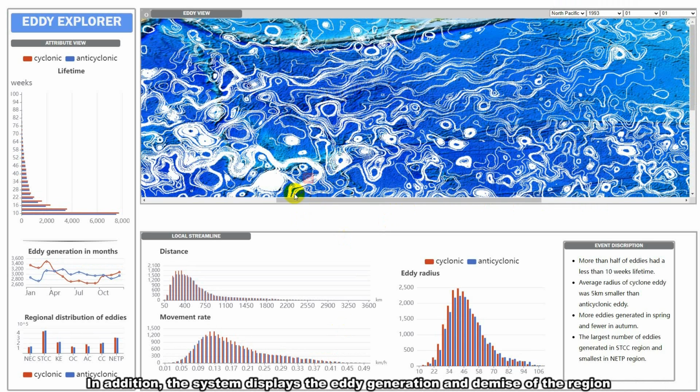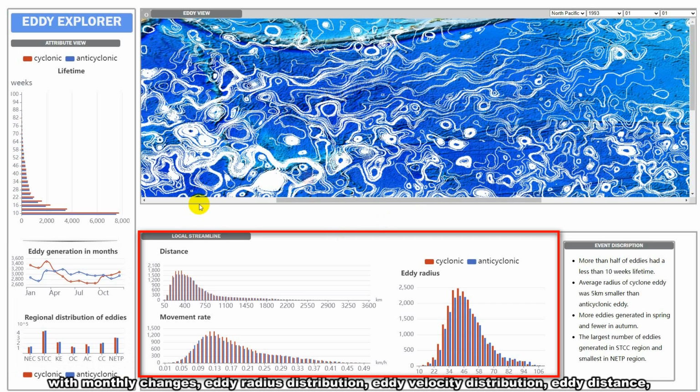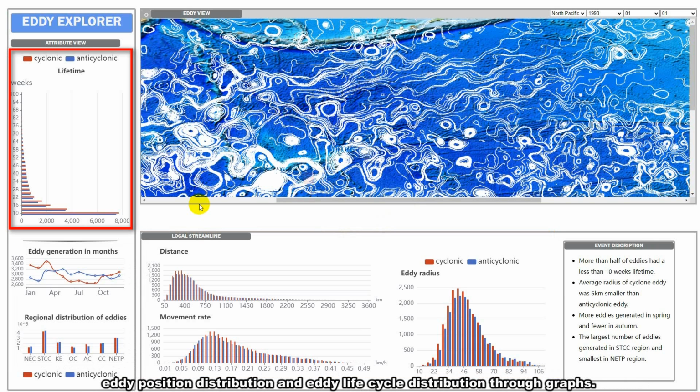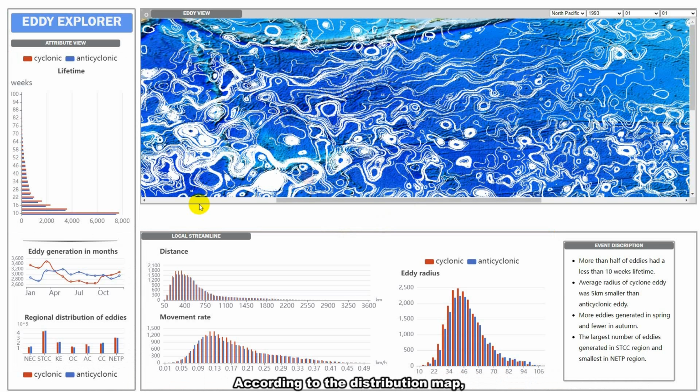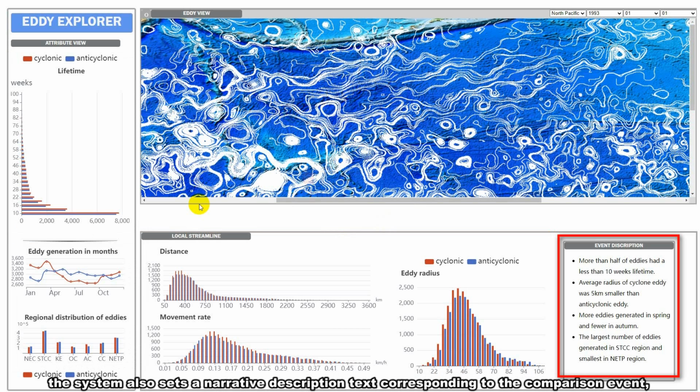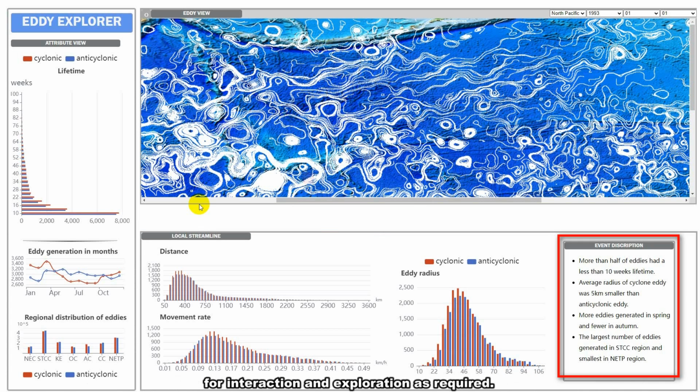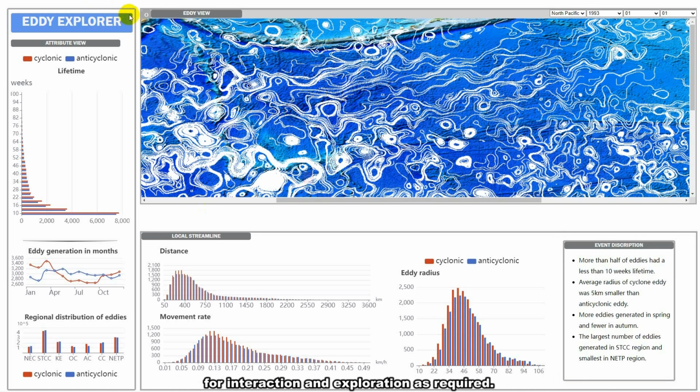of interest. In addition, the system displays the eddy generation and demise of the region with monthly changes, eddy radius distribution, eddy velocity distribution, eddy distance, eddy position distribution and eddy life cycle distribution through graphs. According to the distribution map, the system also sets a narrative description text corresponding to the comparison event, which is used to select the visualization results of a specific comparison event for interaction and exploration as required.